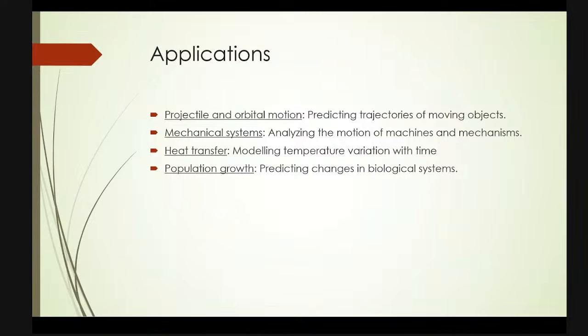Not just these, there are a large number of applications for these methods. In short, wherever we have to solve an ordinary differential equation, these are some of the commonly used methods. Not just a single ordinary differential equation, these can also be used to solve a system of coupled ordinary differential equations as well, but we will not be dealing with those in this session.